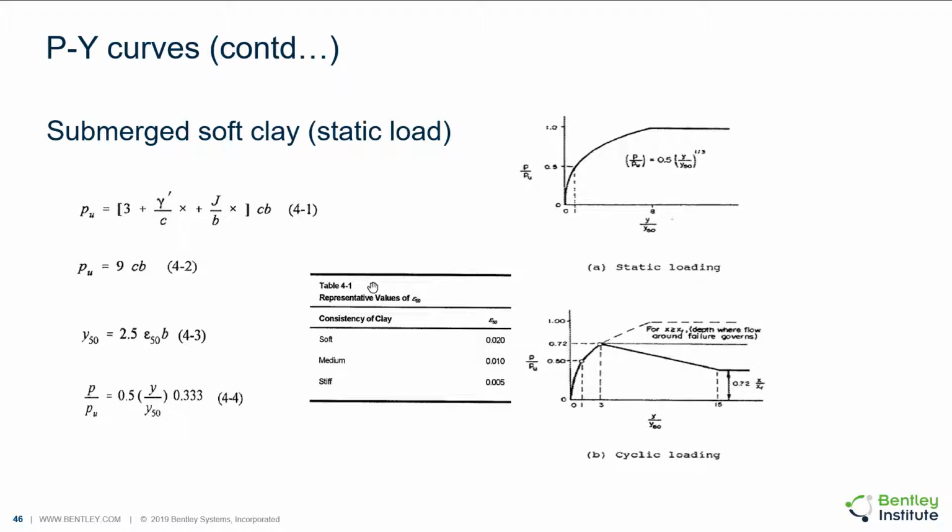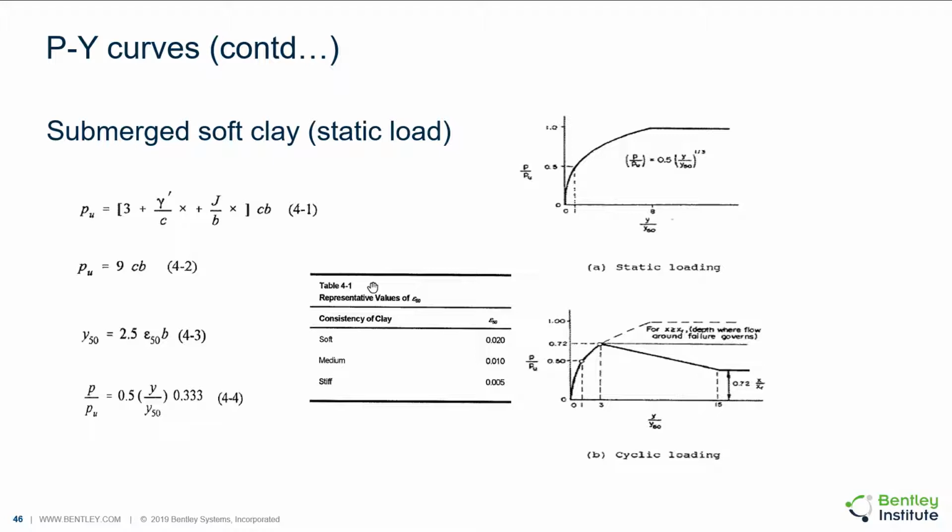The determination of the PY curves is a function of the type of soil and also a function of the loading, static or cyclic. Here is a sample of how these are calculated for soft clay submerged in water. It starts with getting an accurate estimate of the undrained shear strength C and submerged unit weight of the soil represented as gamma dashed. Ultimate soil resistance Pu is then computed as the minimum of the values obtained from equations 4-1 and 4-2. J is the empirical dimensionless parameter and is considered as 0.5 for soft clay.